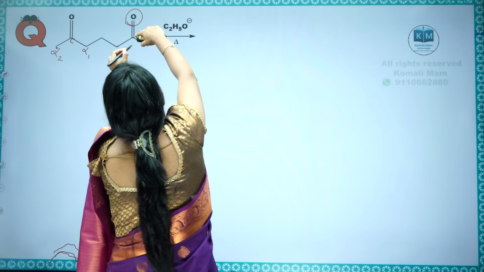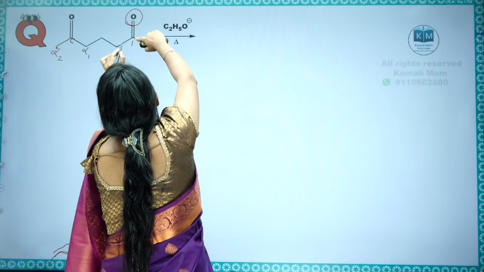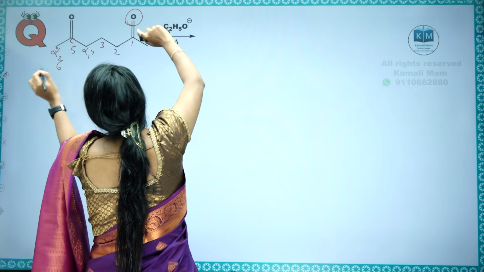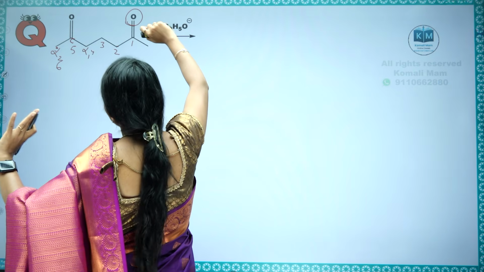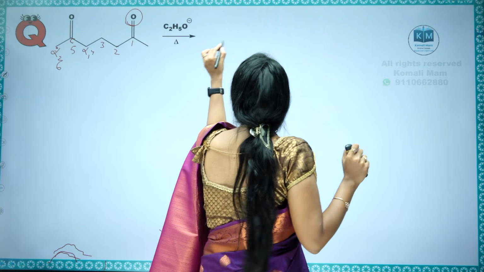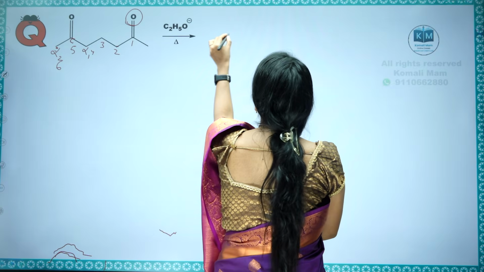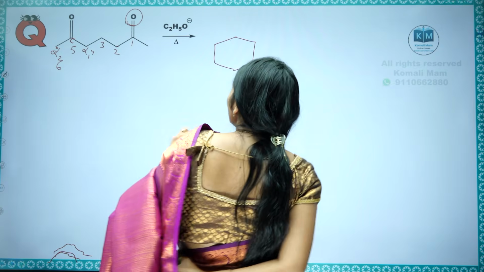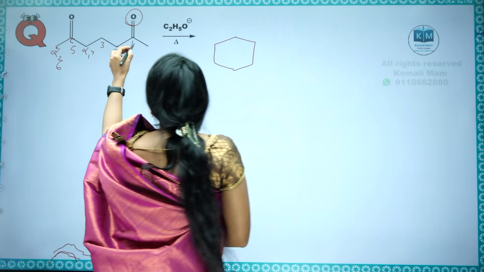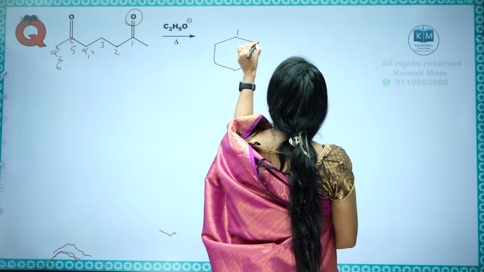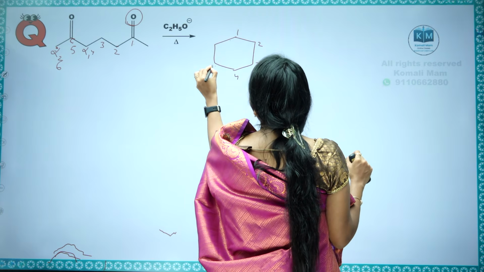For example, I'll give numbering just simply from here. 1, 2, 3, 4, 5, 6. Simply I am giving. This is not the correct IUPAC numbering. So a 6-membered ring I am going to draw. First I am going to draw one 6-membered ring. Okay. Once I draw the 6-membered ring, let's say I'll give numbering 1, 2, 3, 4, 5, 6.